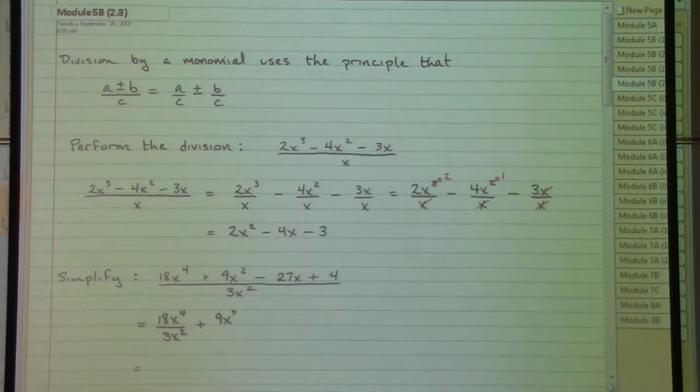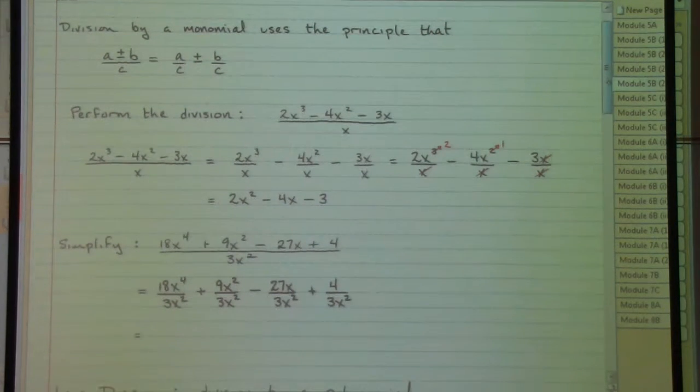So take the second term, put it over 3x squared. Take the third term, put it over 3x squared. Take the fourth term and last term, put it over 3x squared. And then see how things play out here.